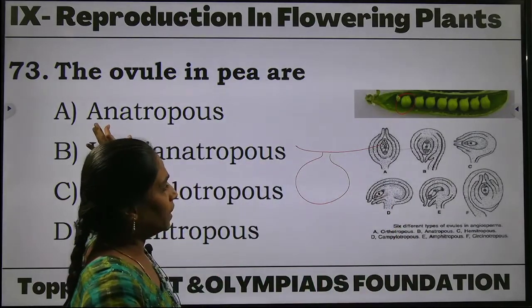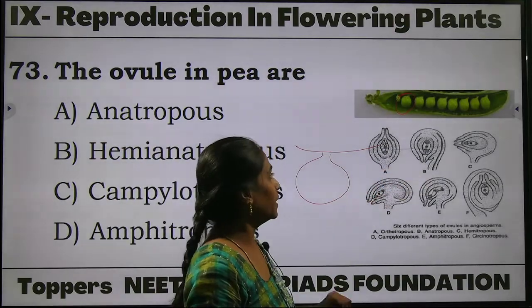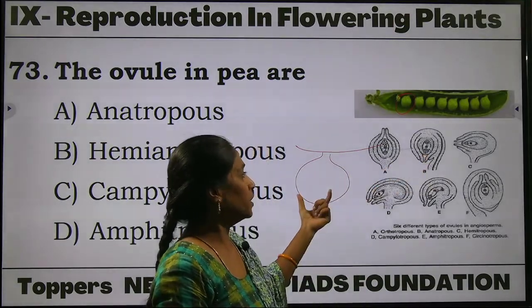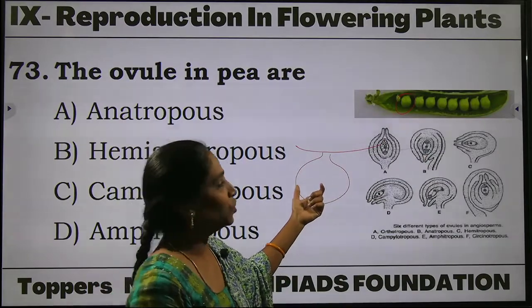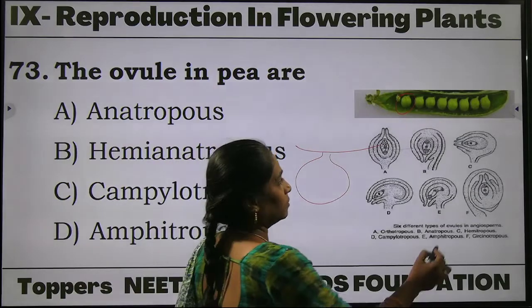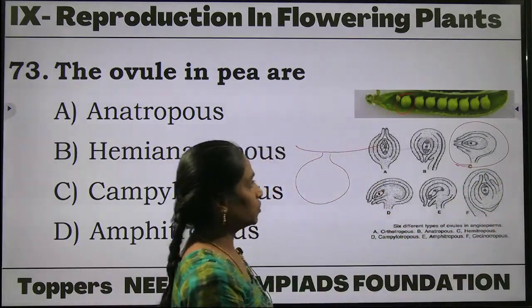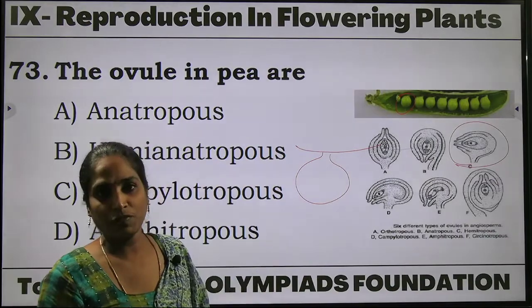It's anatropous. Okay, so where is the anatropous? Option B is the anatropous. Is this shape similar to this shape? Exactly, no. And coming to option B, hemianatropous. See, this is the hemianatropous. Okay, so is that the same shape as a P shape?